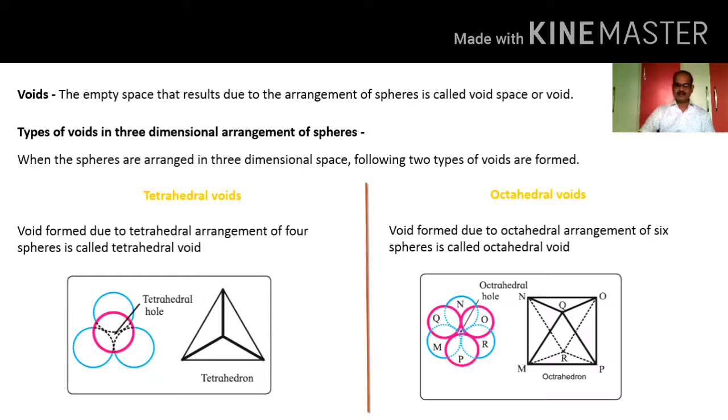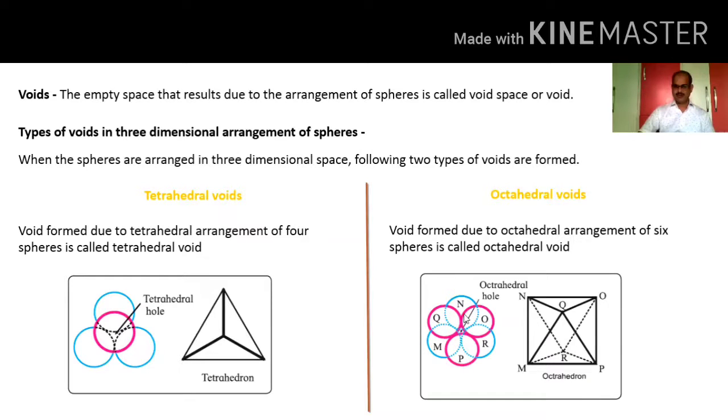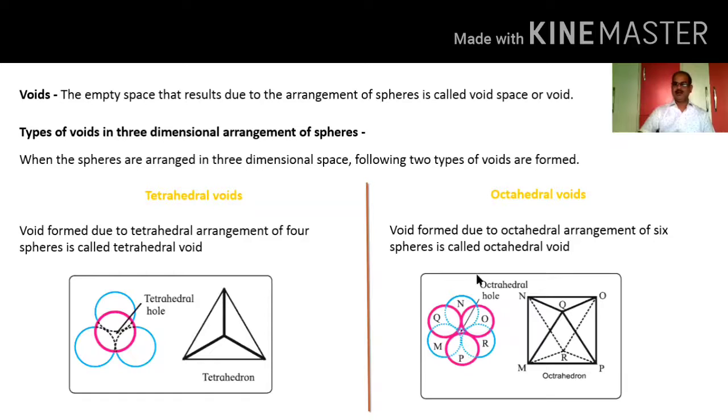Then if these six spheres are arranged in this manner, with the pink spheres you have a triangular void whose apex is pointing upward. And in case of the blue colored spheres, you have a triangular void whose apex is pointing downwards. When these two oppositely oriented triangular voids of two dimensions lie exactly one over the other, then what you get is an octahedral void. So in three-dimensional arrangement, you get two types of voids, that is tetrahedral void and octahedral void.